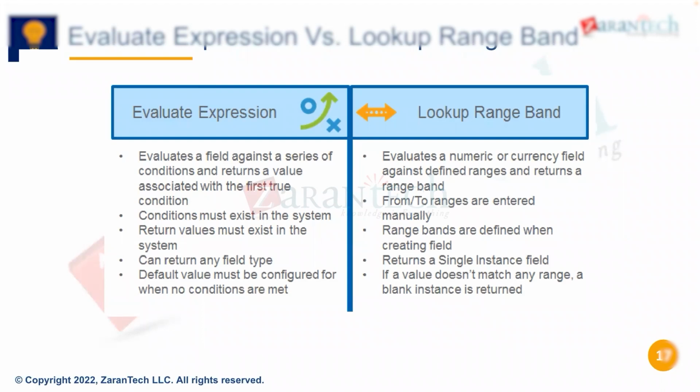So if you are only dealing with a particular single value, where you only have to return a text field or a constant field and you can type it out, I think that's where you will still use lookup range band. Anything else, go back to evaluated expression.